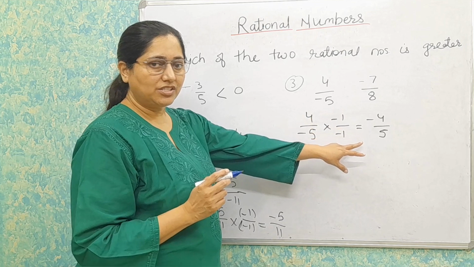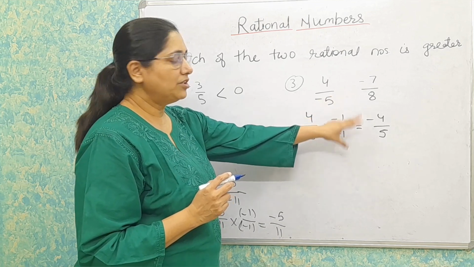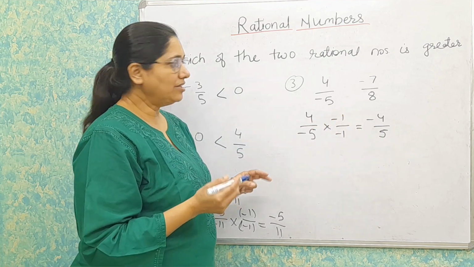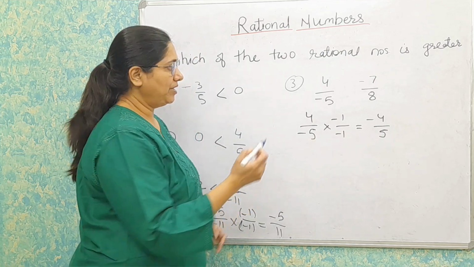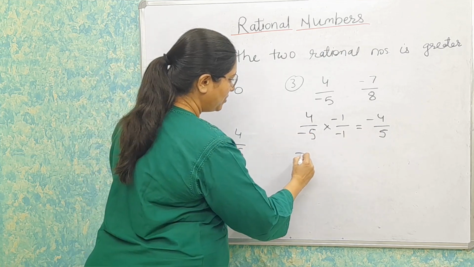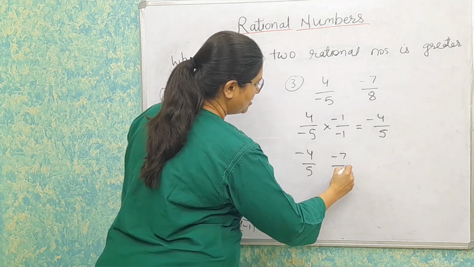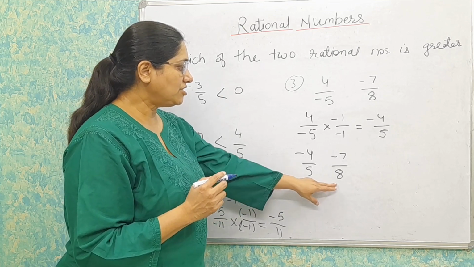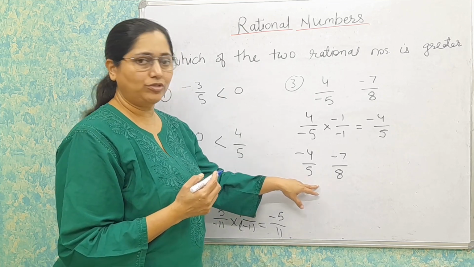So the first condition is fulfilled. We have changed the sign of the denominator. Now both the denominators are positive. Now the second condition, the denominators should be the same. Then only we can compare. First one is minus 4 upon 5, second is minus 7 upon 8. And you know, whenever we have to change the denominator, we have to take the LCM of both of them.